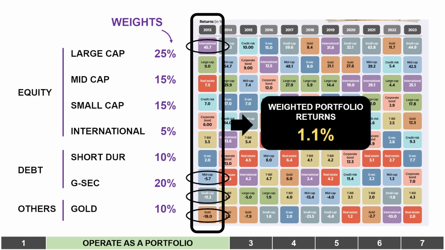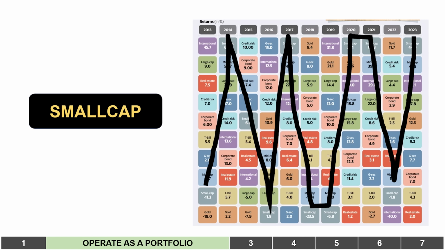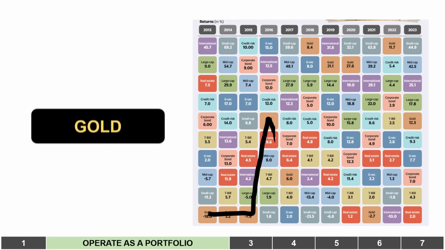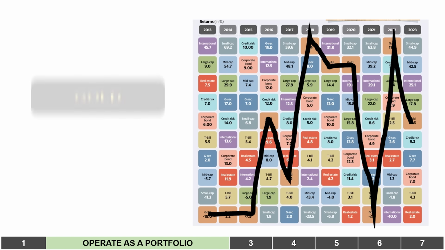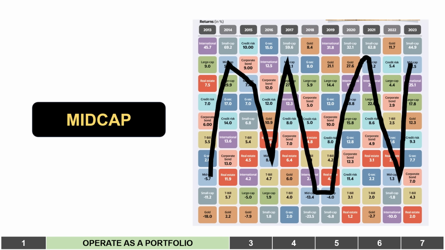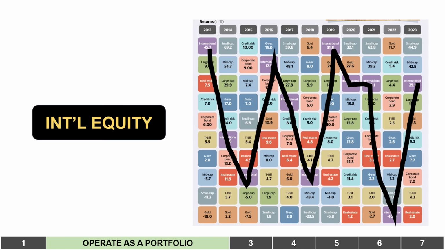As you can see here, 2013 was a year of extremes, with international equity doing extremely well while investments in mid caps, small caps, and gold struggled. Actually, I want to show something interesting here. If I take a marker and map out small caps through these 11 years, we can clearly see the volatile nature of the asset. Even gold shows up in a zigzag pattern, and so do mid caps and international equity, which clearly points to the up and down nature of individual assets and why it is important to diversify your holdings.